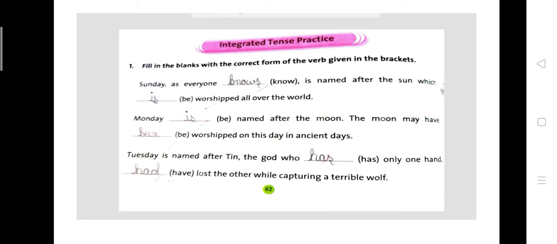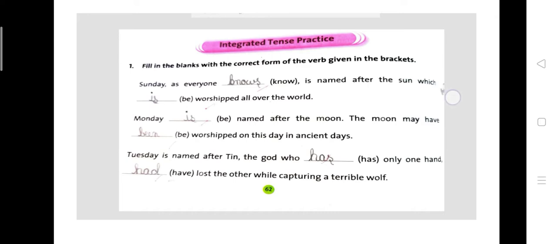Next is Tuesday is named after Tiw. Tuesday का नाम कहाँ से पड़ा? Tiw. The god who has only one hand. This is in simple present tense, so that's why has to be used. कि जिनका क्या है? एक ही हाथ है. Had lost the other while capturing a terrible wolf. Now this particular event happened in past. So we are going to use past perfect tense, and for that lost is already given. We have to just put had before it.